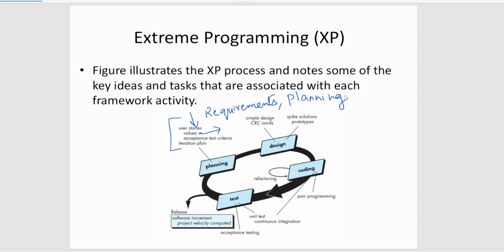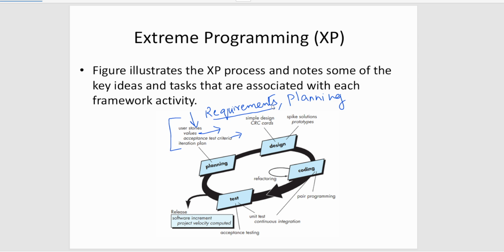Based on these two things, after that you need to have acceptance criteria. This acceptance criteria tells you that if I develop this requirement, whether this requirement will be accepted or not. This will be a particular activity. It defines the scope of the requirement.